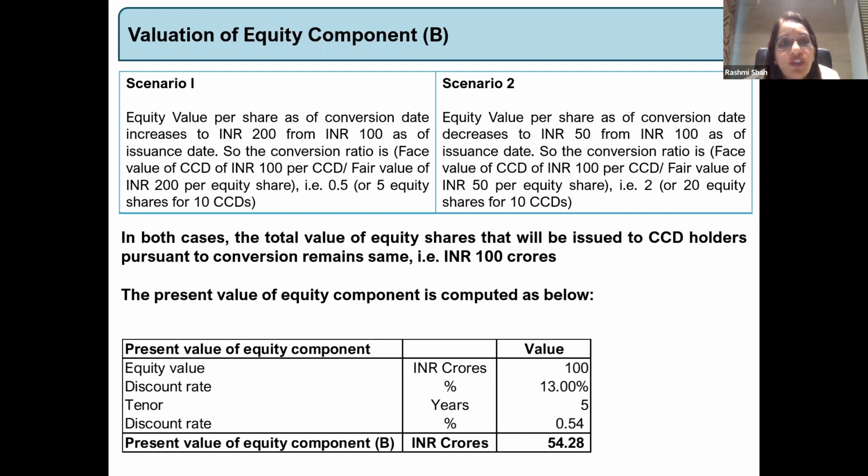We remember what the conversion ratio is: face value of the CCD, that is 100, divided by fair value of the share, that is 200. So it gives me 0.5, or 5 equity shares for 10 CCDs.